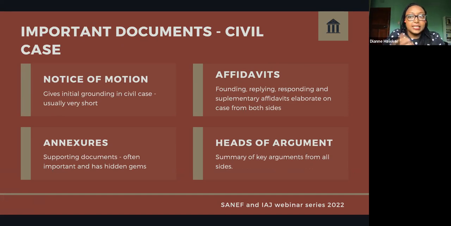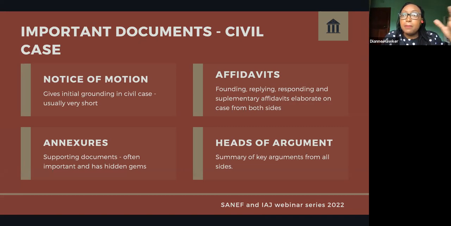In civil proceedings, some important documents, the notice of motion, that gives you the initial grounding of the case. What exactly are the people asking for? If it's an application, for example, brought by Ace Magashule to have his suspension overturned by the court from the ANC suspension, there should be a notice of motion. And it's a bullet points basically explaining what's the key stuff. He wants a suspension. Does he want a monetary compensation? Does he want, whatever it is, it will be in the notice of motion.